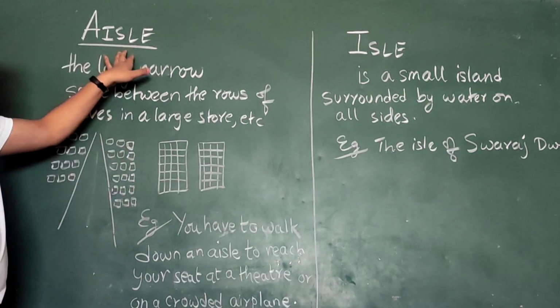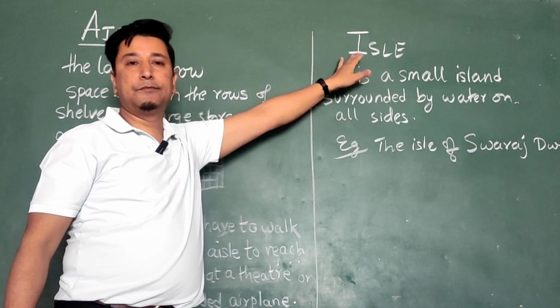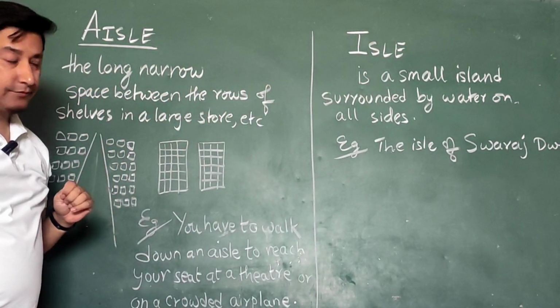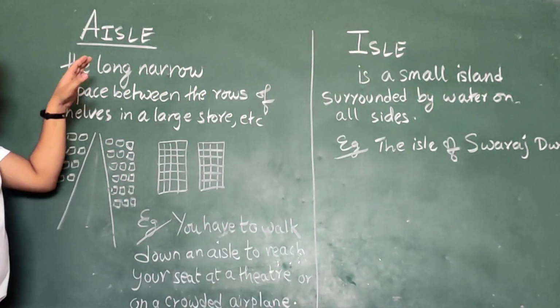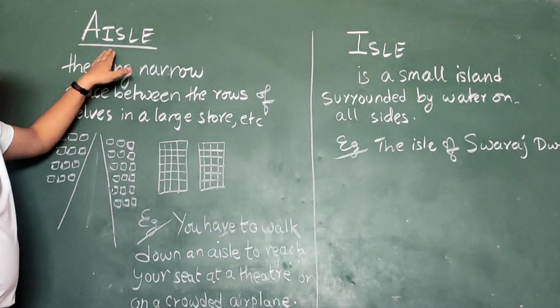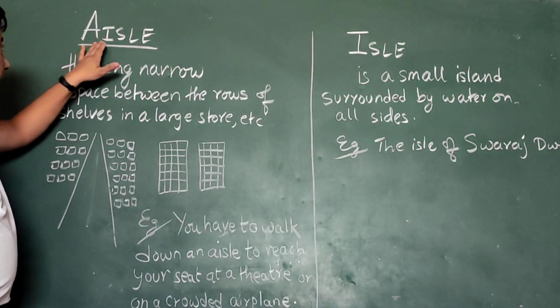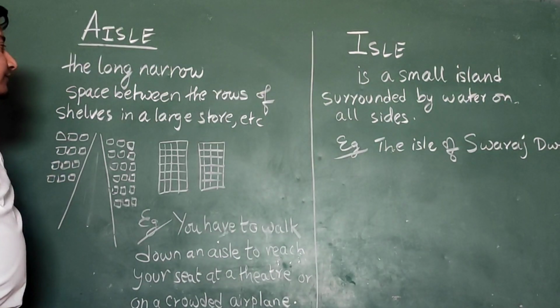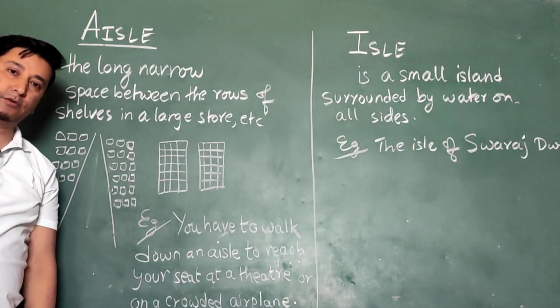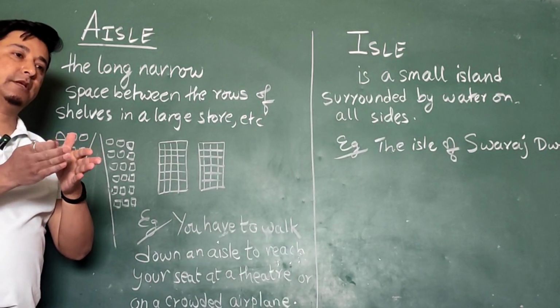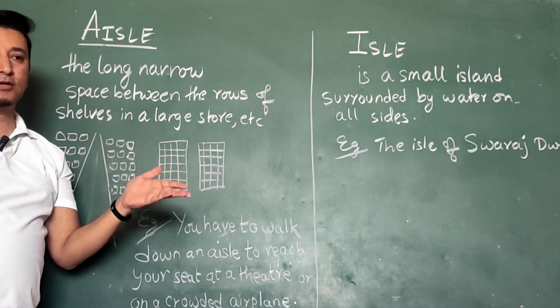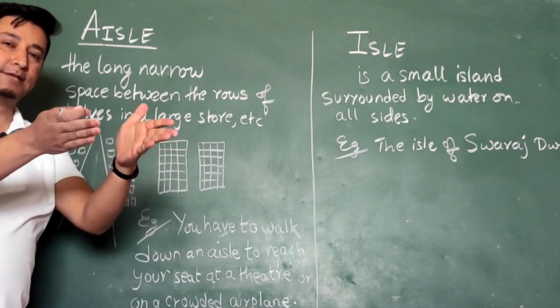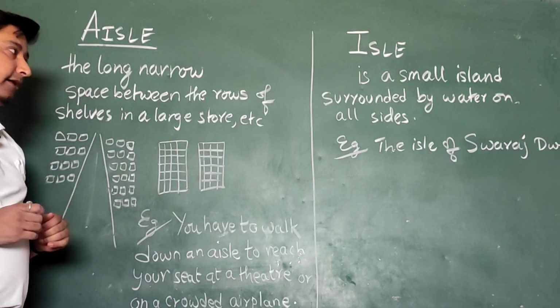Friends, we have another set of confusing words. These are aisle and isle. Okay, they are homophones as well. And let us first understand the definition of it. Aisle means the long narrow space between the rows of shelves in a large store. Between the rows of shelves means on both sides you have got books and you have a narrow passage to walk. That is called an aisle.